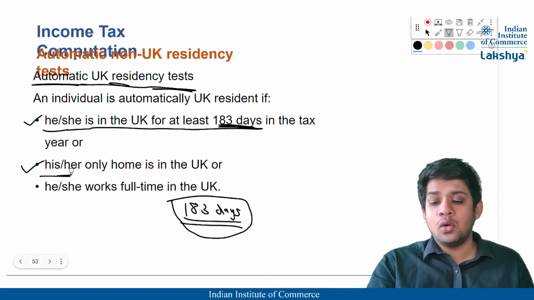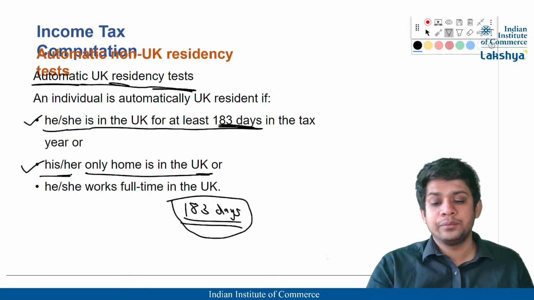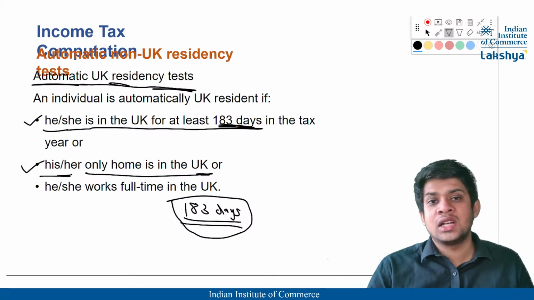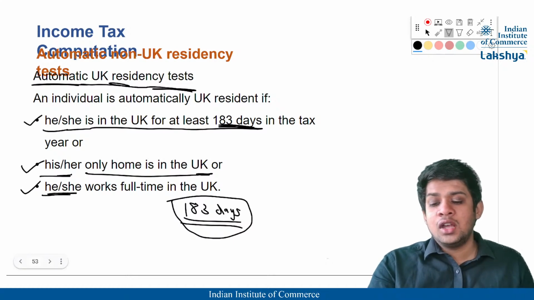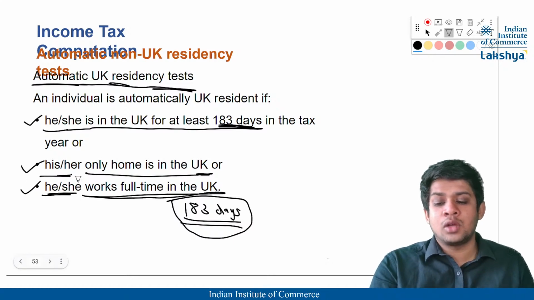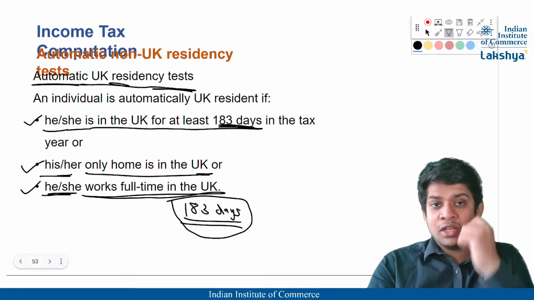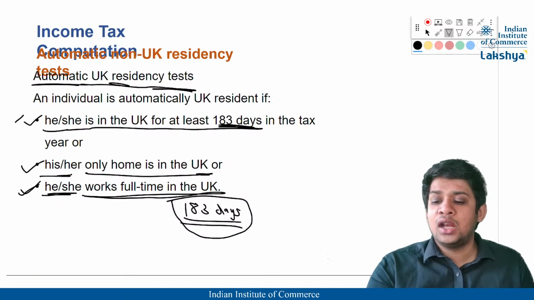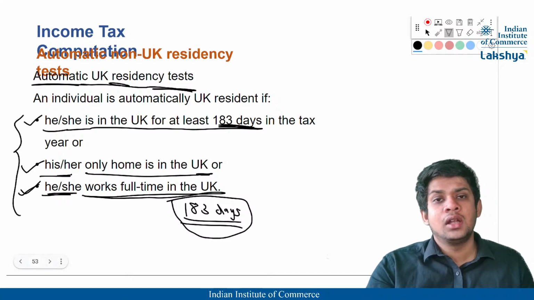If his or her only home is in the UK, that means if he has just one home and that is in the UK, then he'll automatically be considered a UK resident. Okay? And the last one: he or she works full time in the UK. So if they work full time in the UK rather than overseas, then in such a case they will be considered automatically a UK resident. If they meet any of these three tests, they will be considered automatically a UK resident.